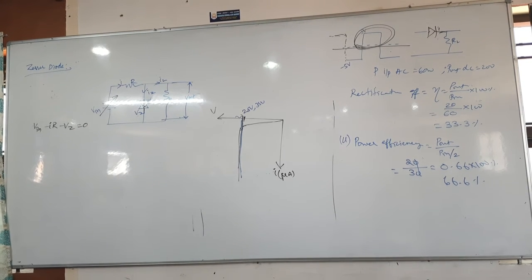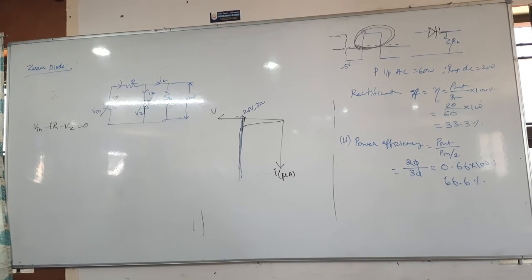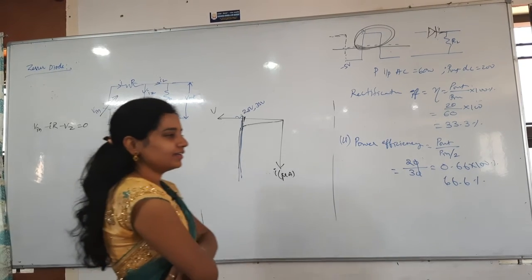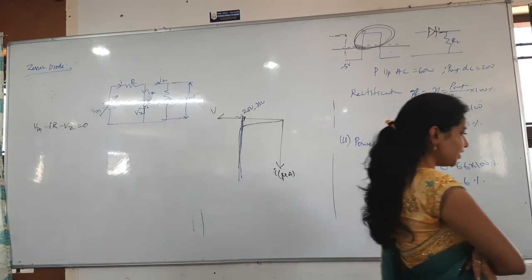Right. Zener diode is a special type of PN junction diode, which is heavily doped.